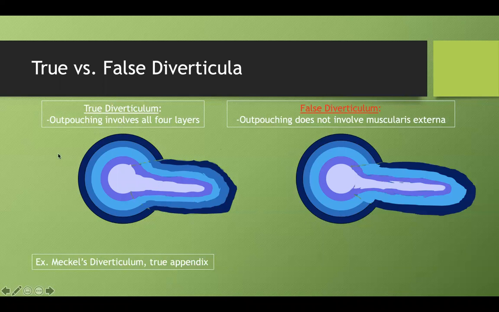And something I wanted to point out with true diverticula, you can see that our appendix is a true diverticulum. And later on, when we talk in either the small intestine or colon, we're going to talk about Meckel's diverticulum, which is also a true diverticulum. And the false diverticulum, as you can see, this layer is not included in it. That's going to be seen in Zenker's diverticulum right now, as well as diverticulosis, which we'll talk about in the colon section.